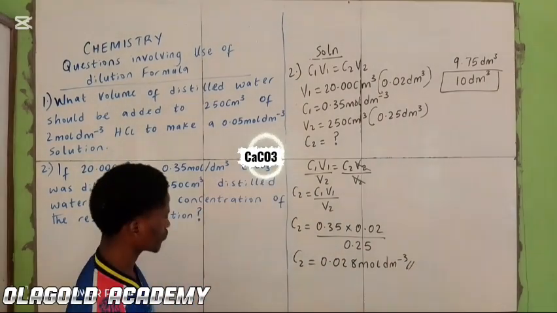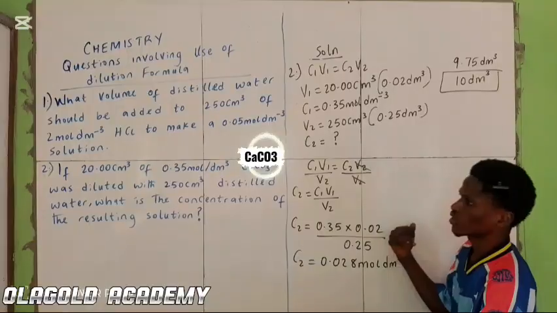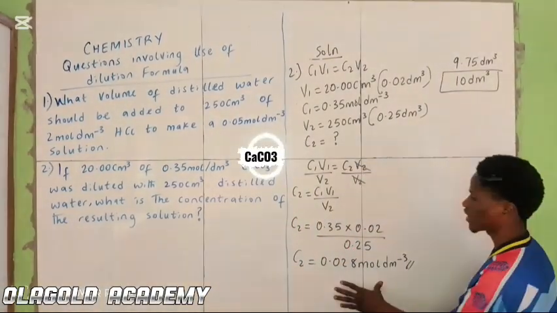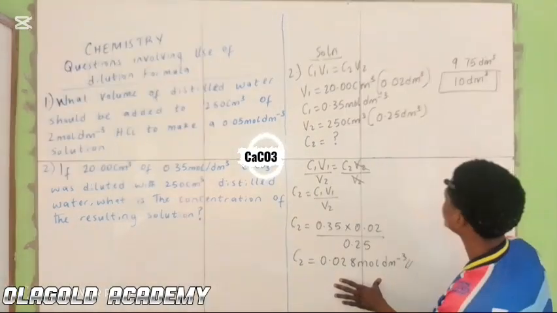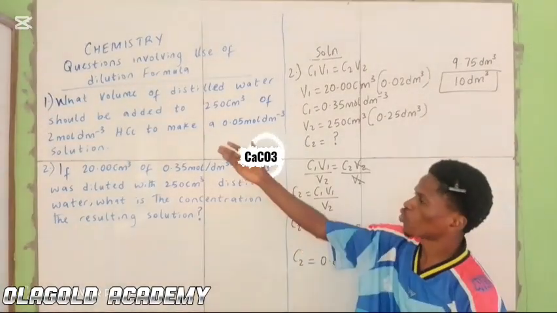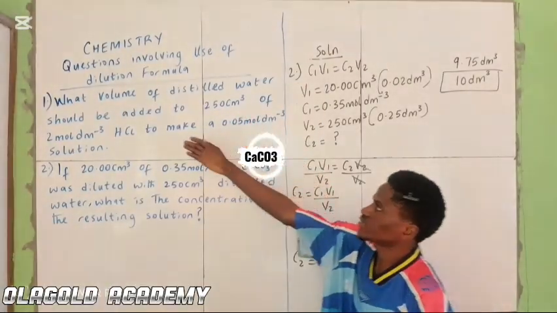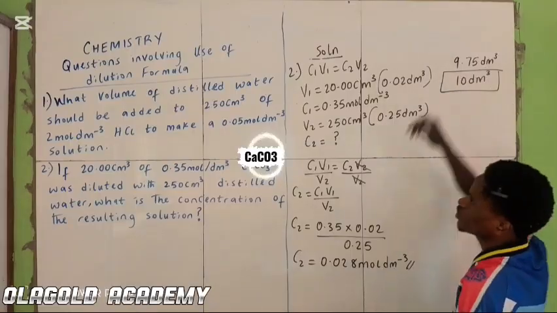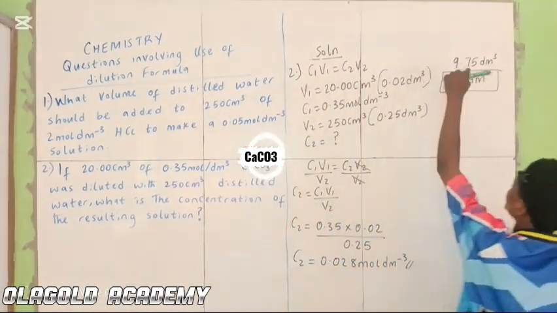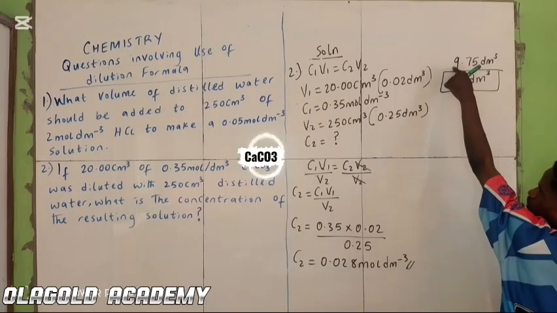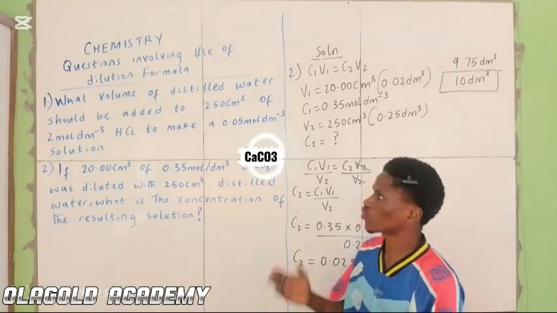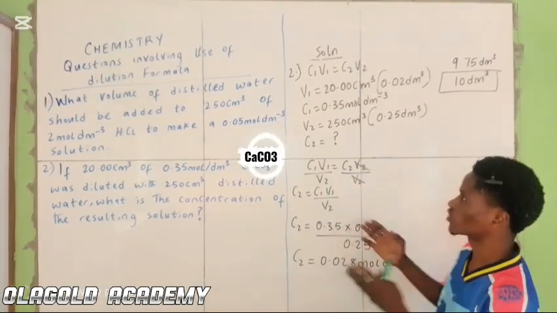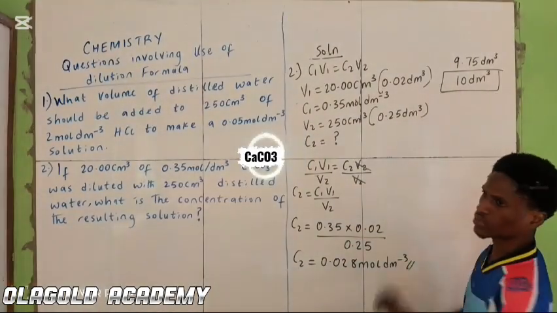So we have this. Now, this question here does not say that what additional volume is needed. So this becomes our final answer. For the first one, it asks us to provide the additional volume that is needed. So we have to subtract 0.25 from 10 to give us 9.75. If we are not asked to calculate the volume of water needed, there will be no need to subtract. This will become our final answer.